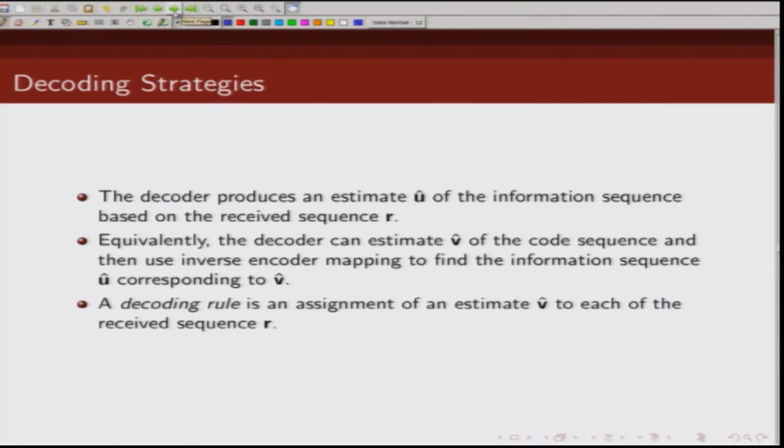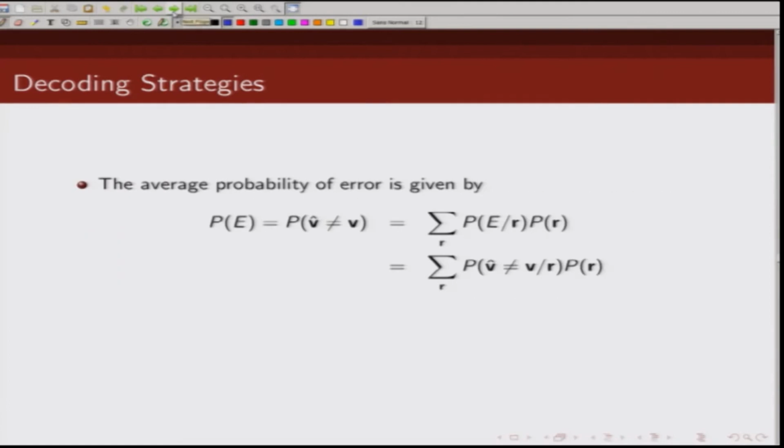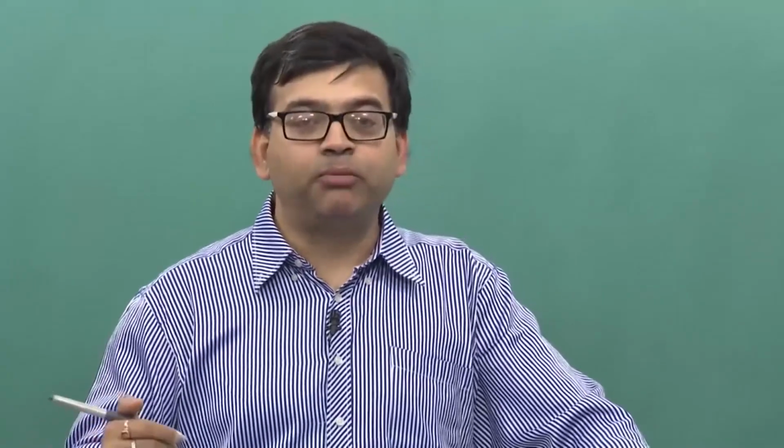So, what is a decoding strategy, or a decoding rule? A decoding rule is nothing but, given a receive sequence R, we are trying to estimate the transmitted code sequence. So, we are trying to estimate V hat or U hat from the receive sequence R. So, we have to decide what rule or logic we should use when we get a receive sequence R, to assign that receive sequence R to a particular code word. Now, one of the policies we can use is to minimize the probability of error.